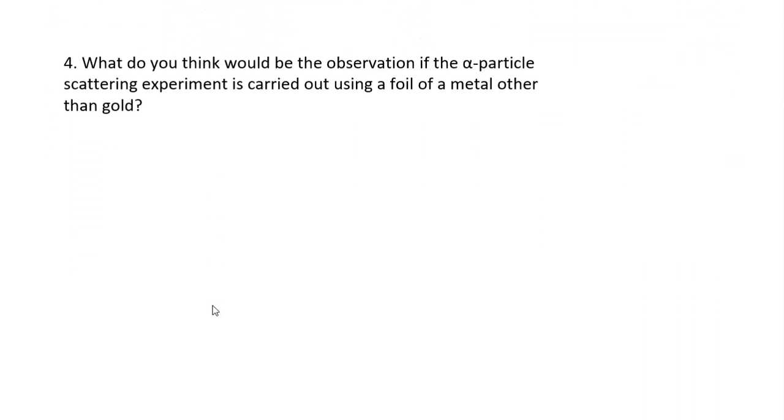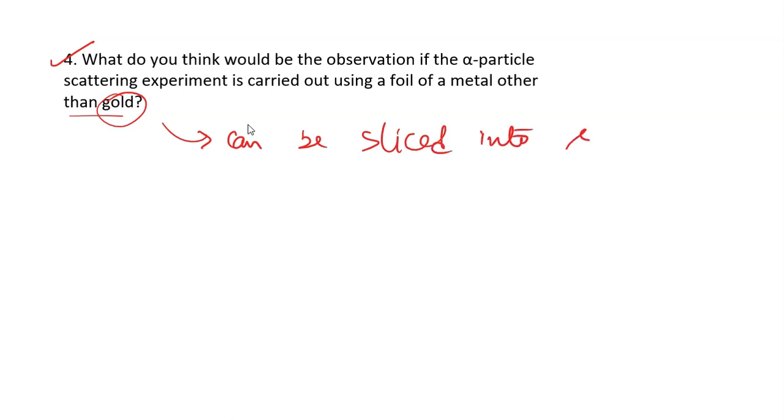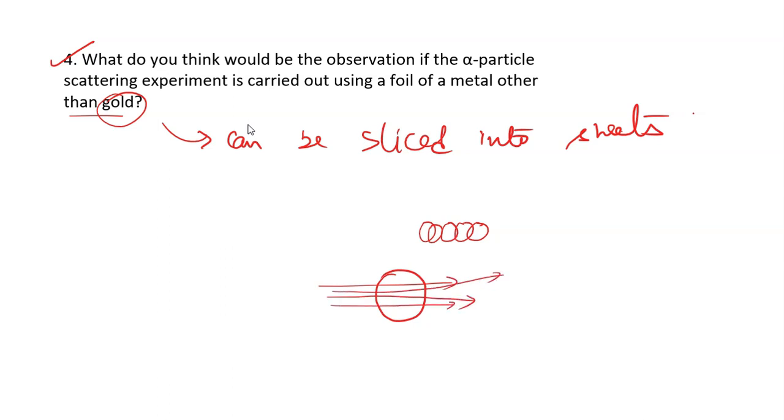Number 4, what do you think would be the observation if the alpha particle scattering experiment is carried out using a foil of a metal other than gold? Gold can be beaten or sliced into thin sheets, and how does this help us? If we have layers of atoms, atom over atom, then the result is going to be different. It will be better if we have 2 or 3 atoms or only one atom, then definitely our result is going to be better and more accurate.